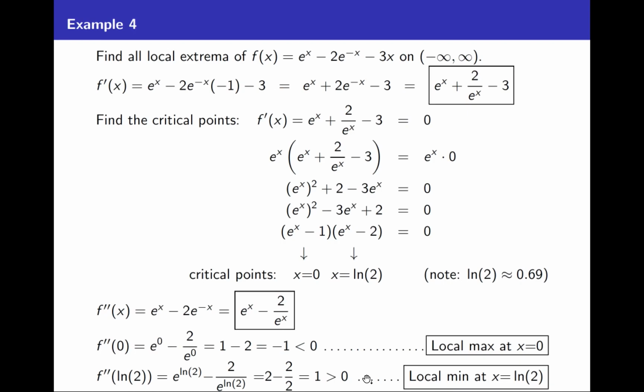And there you go. Our local extrema: we have a local maximum of f of 0 at x equals 0, and a local minimum of f of ln 2 at ln of 2.